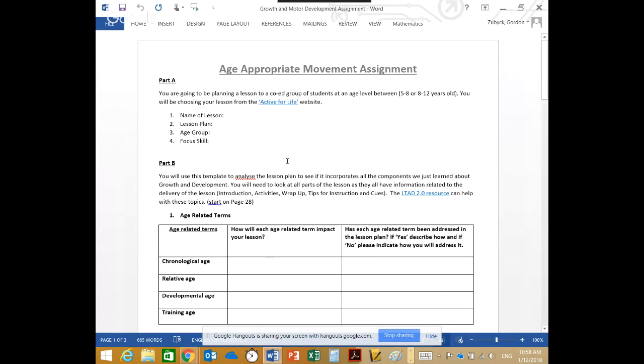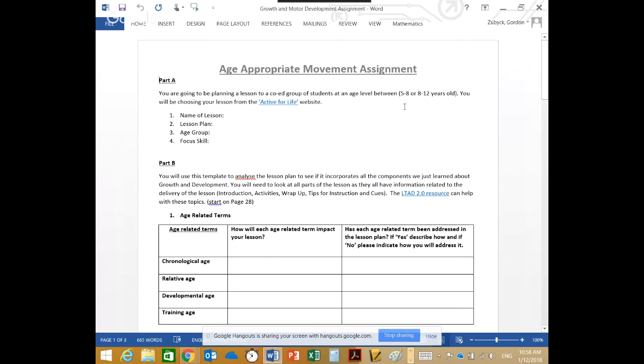So your Unit 6 age-appropriate movement assignment, Part A: you're going to be basically planning a lesson, or teaching a lesson, to a co-ed group of students at an age level between either the 5 to 8 or 8 to 12 years old range. So your lesson is going to come from Active for Life. The big piece on this is that I want you to focus in on these two age groups.